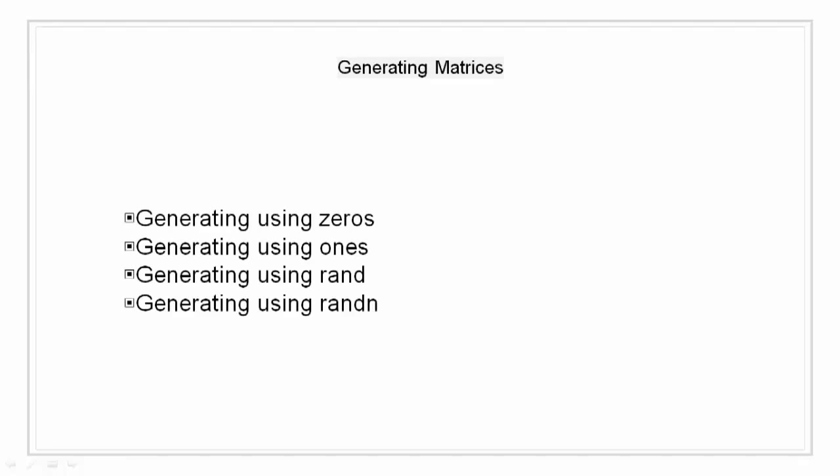Moving on. Before I move on, there is one more thing I'd like to show. Though it is redundant, already covered, it is necessary that I discuss this. Using built-in functions, there are 4 ways we can generate a matrix. First is using zeros, second is using ones, third is using rand, and fourth is using randn.